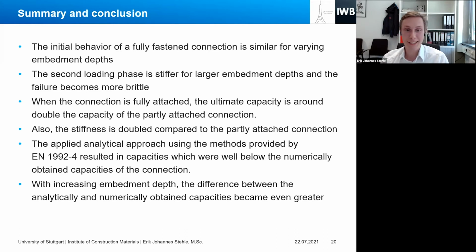And the applied analytical approach, where we used the methods provided by Eurocode, resulted in capacities which were well below the numerically obtained capacities of the connection. This conservatism of the approach increased with increasing embedment depth.